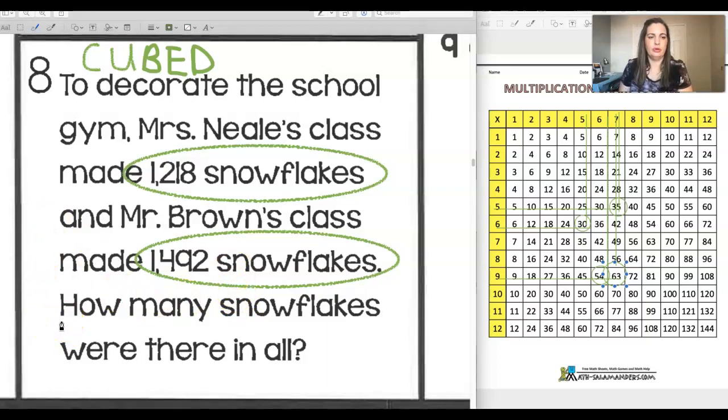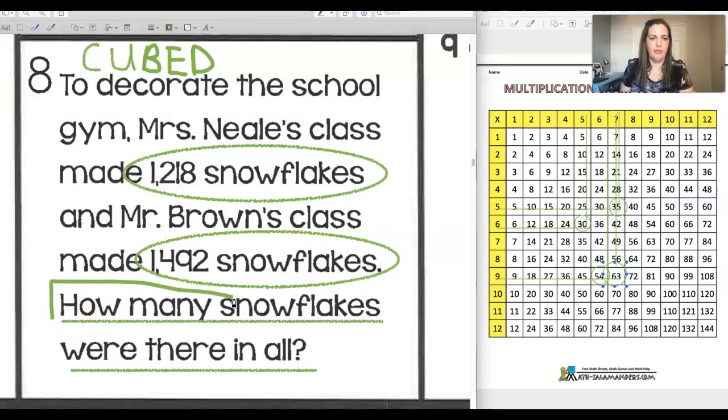You underline the question, how many snowflakes were there in all? B, box the key words, how many and in all. So E, evaluate. I'm going to think in my head, what does it mean when we see how many in all? It means put them all together. Since I only have 2 numbers I'm putting together and they're different numbers, I'm probably going to add.